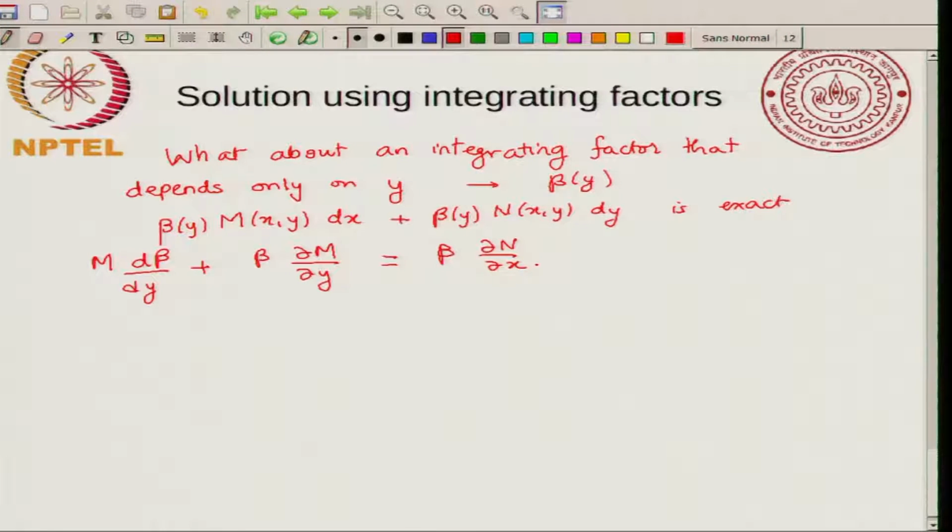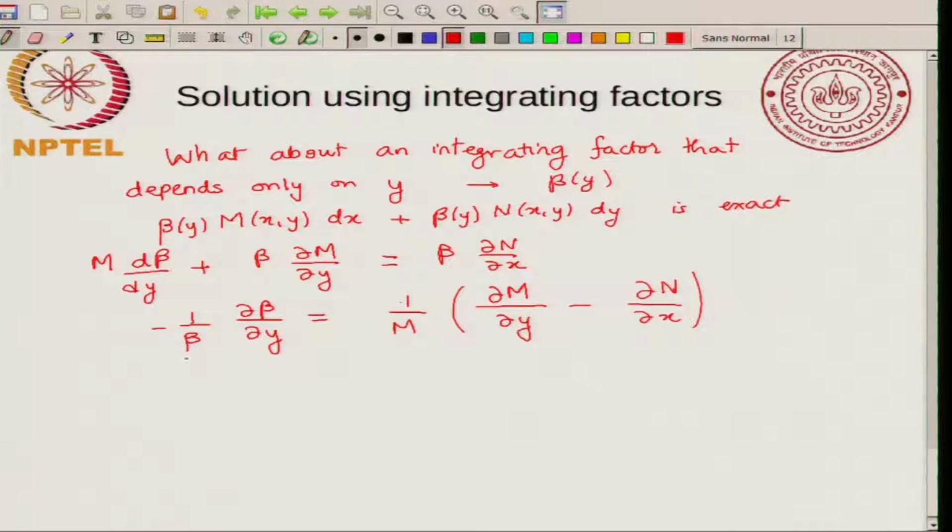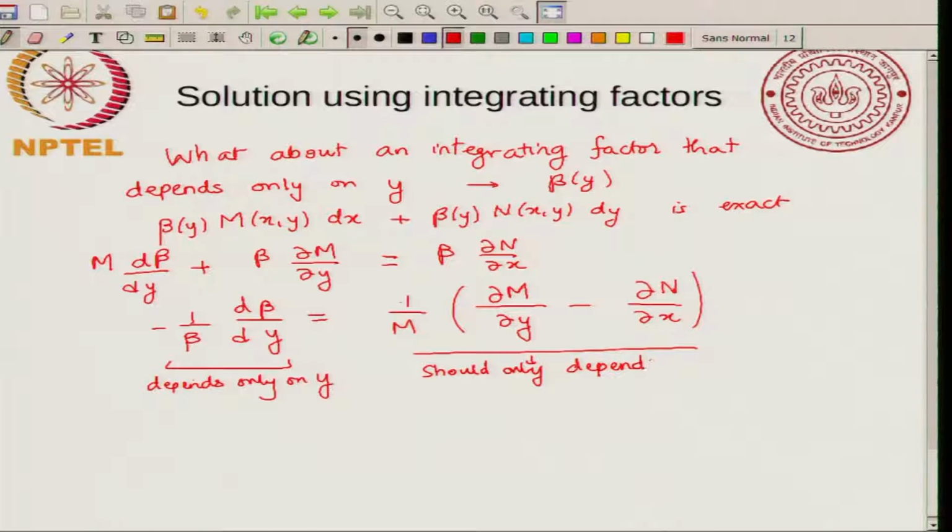Okay. So, now again I can do the same sort of rearrangement. I can write minus 1 over beta d beta by dy is equal to 1 over m dou m by dou y minus dou n by dou x. Okay. So now again you have this depends only on y, and again let me make the correction here. I will call this d, since it depends only on y, this is d beta by dy. Okay. So the condition again we have is that, in order to find an exact differential that depends only on y, this should only depend on y if beta of y has to exist.